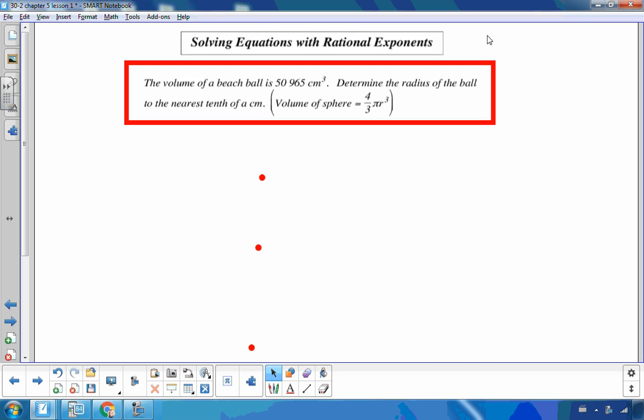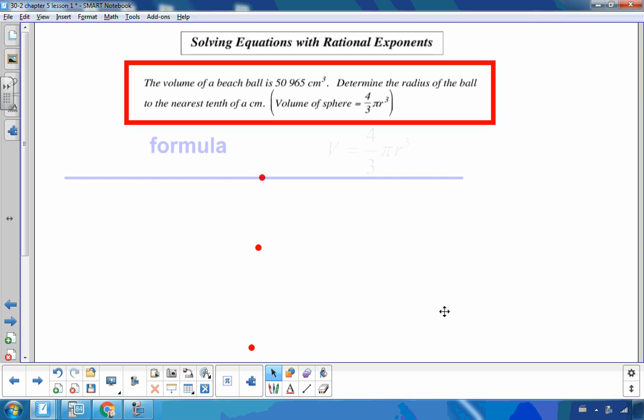Okay, let's look at an example that you guys have in your books here. The volume of a beach ball is 50,965 centimeters cubed. Determine the radius of the ball. So they start to go through the first couple steps. I just want to go through them with you.